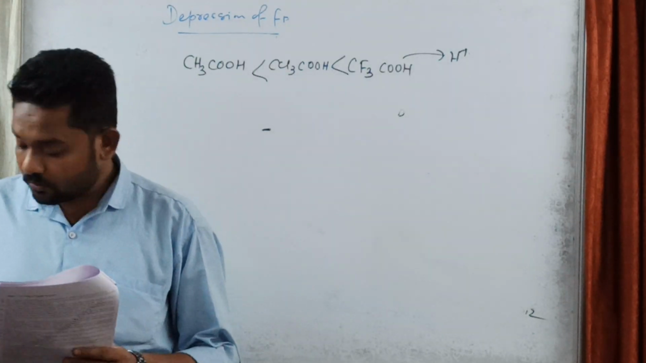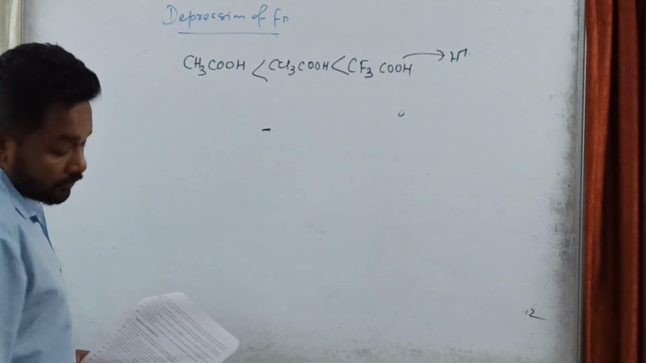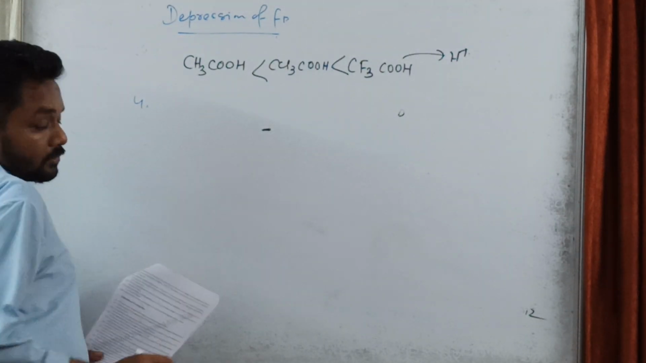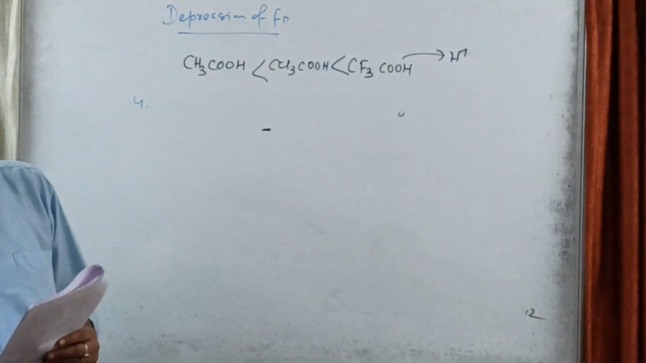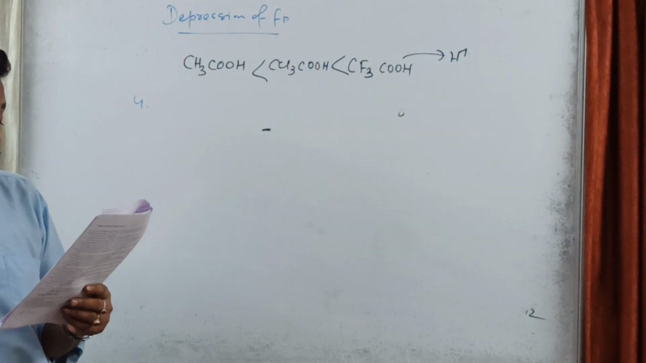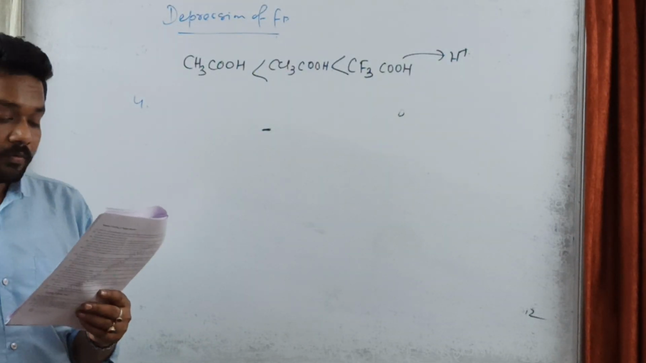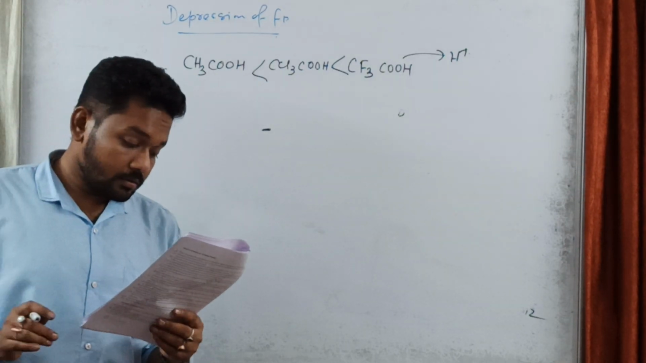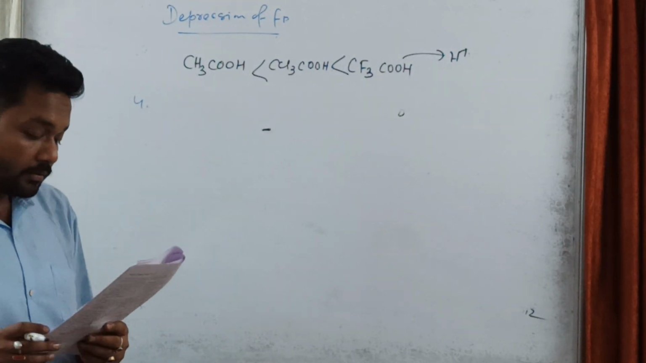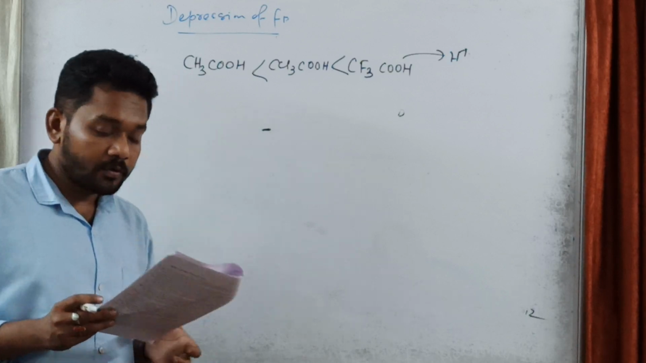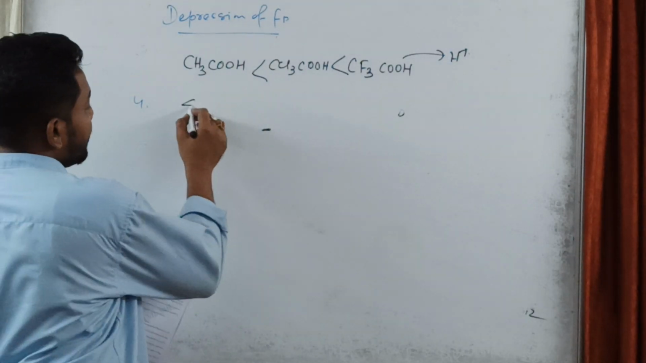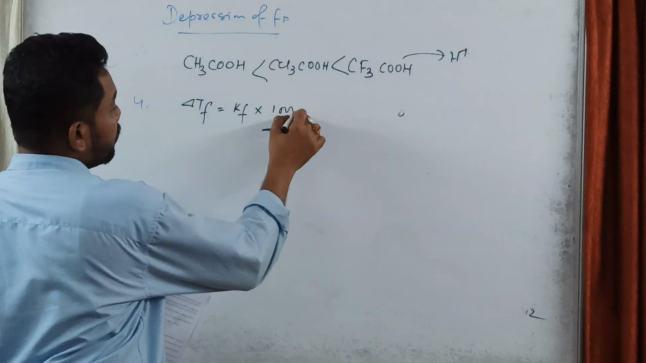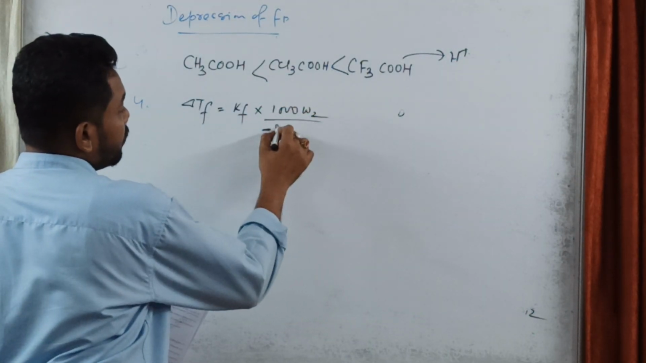Question number 4 and 5, let's see. Question number 4, they are saying 5% solution of cane sugar in water has freezing point 271 Kelvin. Calculate the freezing point of 5% glucose in water if the freezing point of pure water is 273.15. So the same equation we will write down: delta Tf equals Kf into m, that means Kf into 1000 W2 by M2 W1.